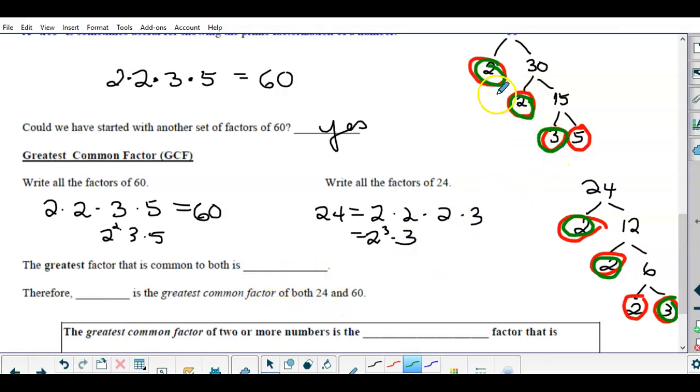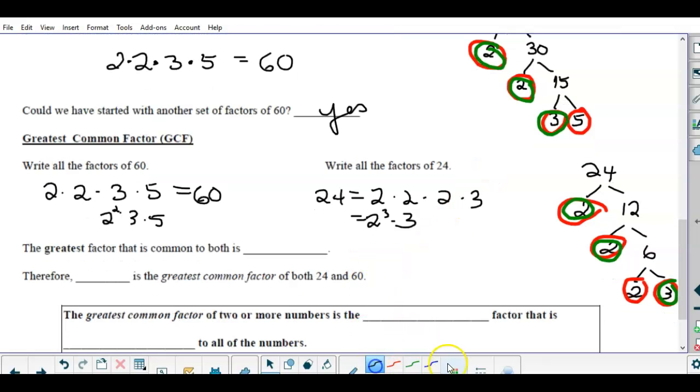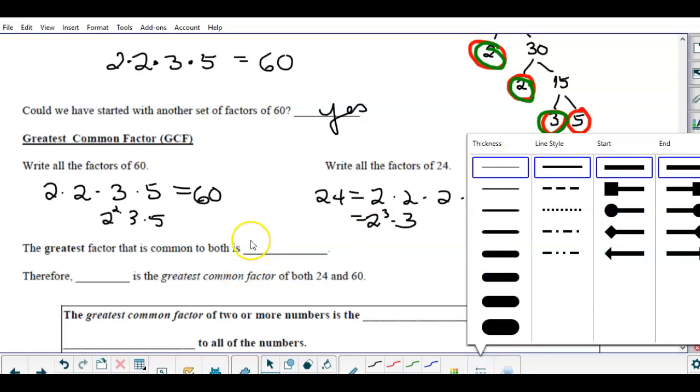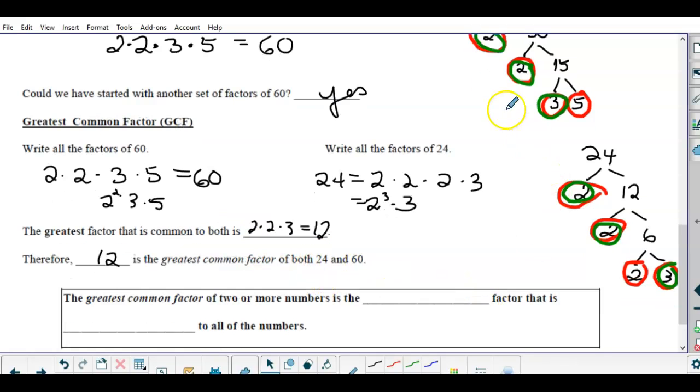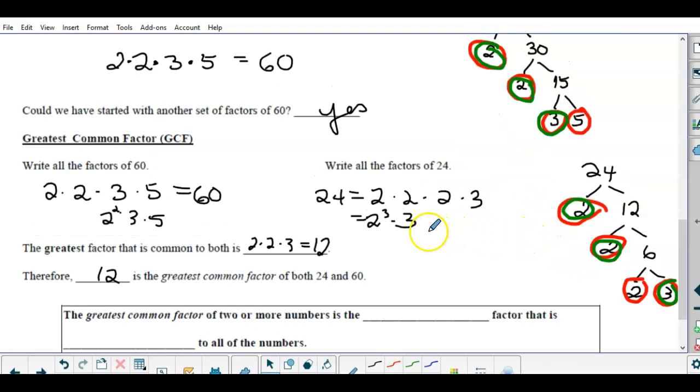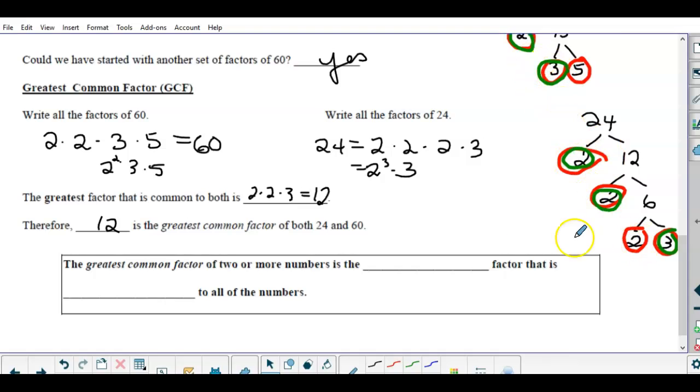Okay, so what is 2 times 2 times 3? Let me just fix this here. So 2 times 2 times 3 is 12. So 12 is the greatest common factor of both 24 and 60. It's the biggest number that divides into both of those. So that's a way of figuring it out. Okay, you don't have to prime factorize. You could look for all the possible factors that multiply to 24 and what's common. Okay, but this guarantees it.